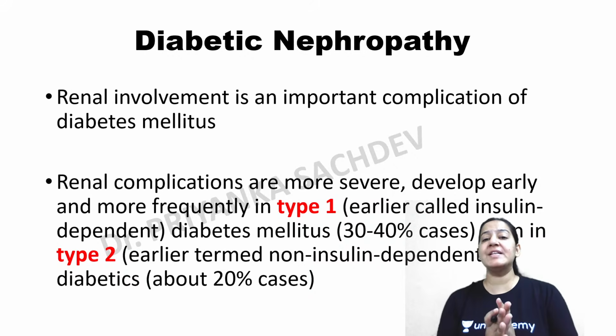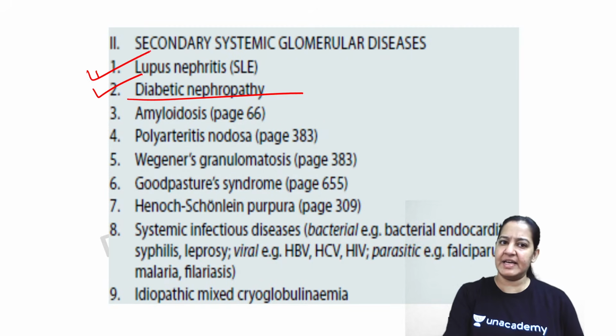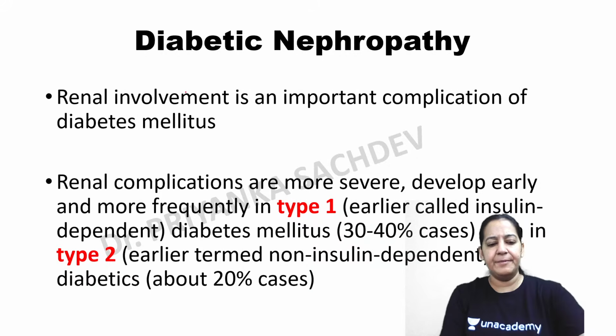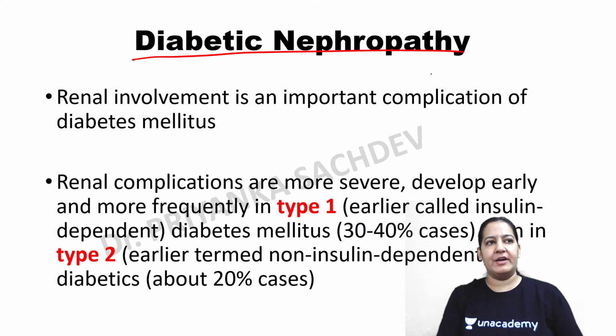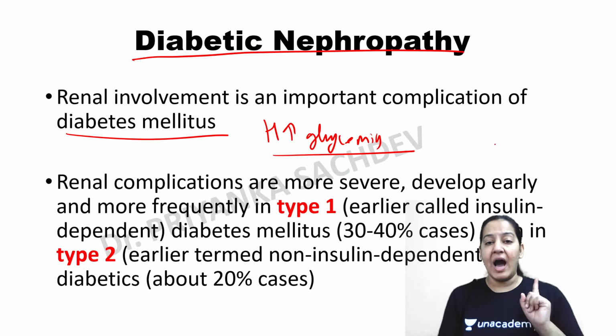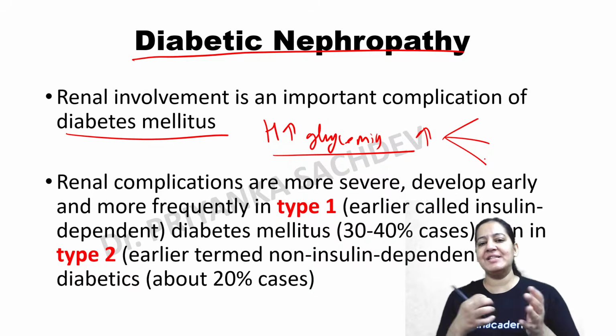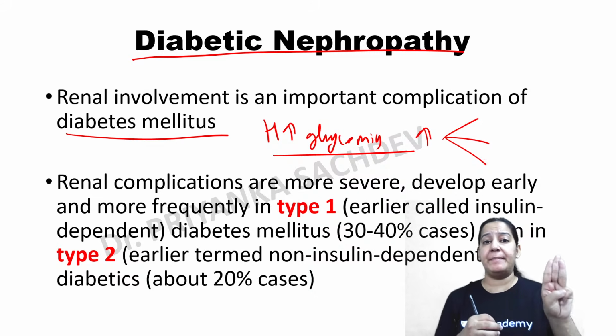So I was teaching you the secondary glomerulonephritis. In secondary glomerulonephritis, I was teaching you the first one, diabetic nephropathy, and the second we will take is lupus nephritis. We have started diabetic nephropathy. We know diabetes mellitus is a disease in which the patient presents with hyperglycemia. The high glucose level in the blood damages multiple organs, especially 3 organs in diabetes.